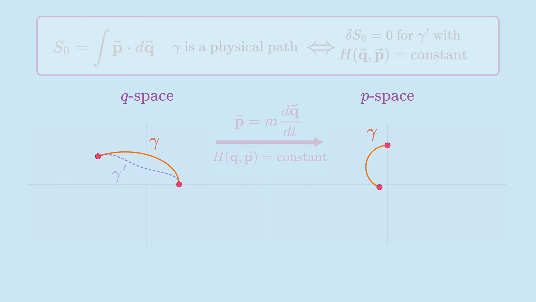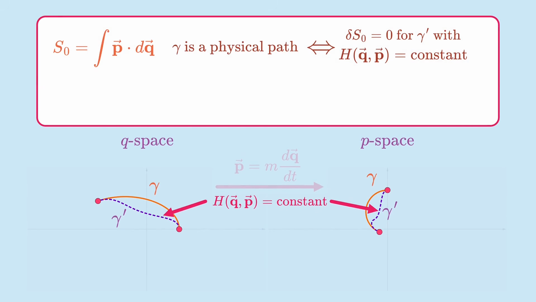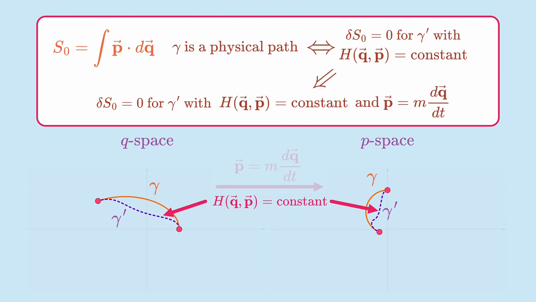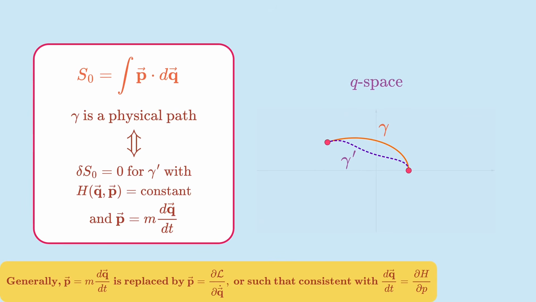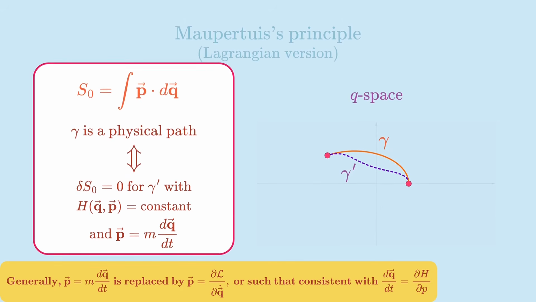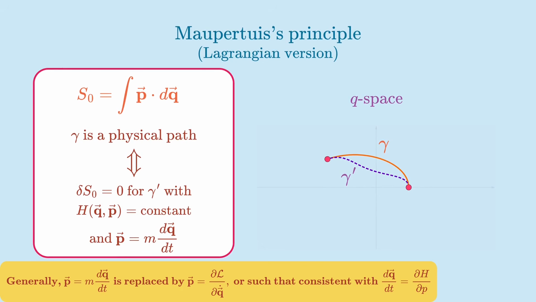Previously, we were comparing against variations gamma prime that do not necessarily obey that, they only need to have constant h. So, S0 is extremized among a wide class of paths, and hence also among a narrower class of gamma prime where P also equals m times dq by dt. Turns out the other direction is true as well. With this, we can do everything in Q space because these relations between Q and P allow us to express everything in terms of Q. This is what I'll call the Lagrangian version of Maupertuis' principle.